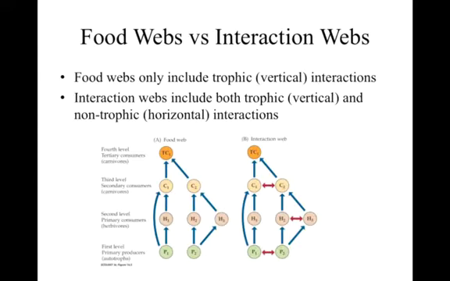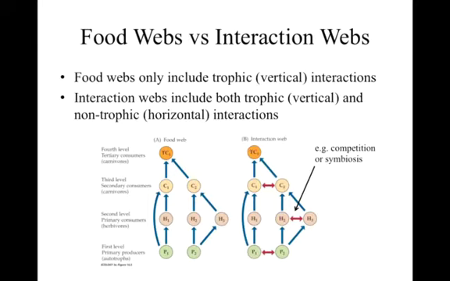The final problem with food webs is that they only include trophic, or vertical, interactions. They don't include non-trophic, or what we call horizontal, interactions. And so, they tell you about who eats who, but they don't necessarily tell you about things like competition or mutualisms that might happen between different organisms within that community.